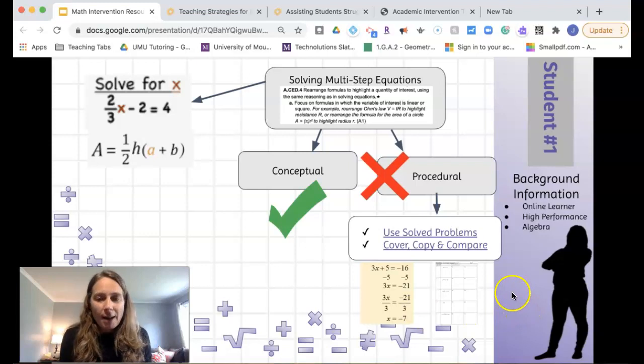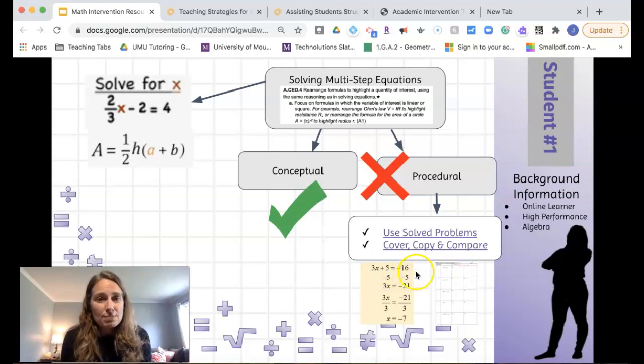So I did a cover, copy, compare. I had a box here that had the problem that we were working out. And then this box is the one that she had to copy herself without looking at mine. And then she had to compare. If she got it right, that was it. If she got it wrong, she had to use this third box. We folded the paper along this dark line so she couldn't see the examples as she did the copy without looking at my example.